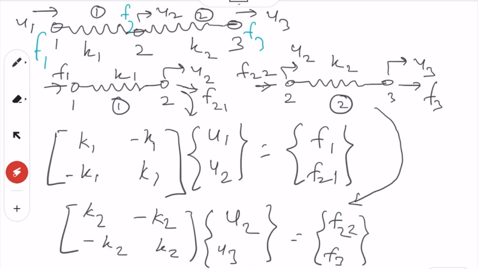Okay, so let us go back. We have two of them, this one multiplied by this and this one multiplied by this one, and we are adding them together equal to F21 plus F22, and hence how we are going to do it: the coefficient of U1 is minus K1 and the coefficient of U2 is K1.